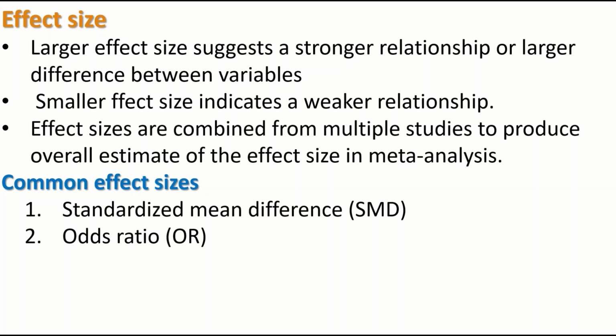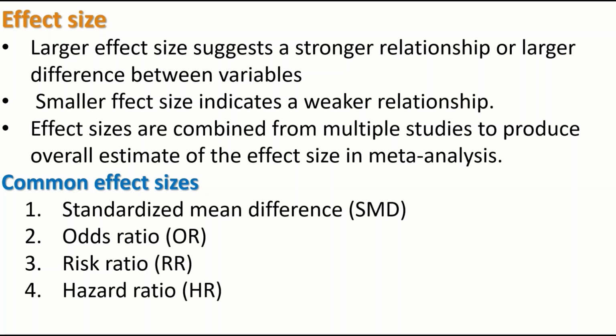So odds ratio, OR, will be used, or a risk ratio can be used, or a hazard ratio, which can be used when there are two variables. One of them is a time variable, the other one is an event, such as death or living. So it is mainly used for survival analysis. And finally, the other effect size is the correlation coefficient based on the Pearson correlation coefficient. These are the 5 major common effect sizes that can be used in a meta-analysis.